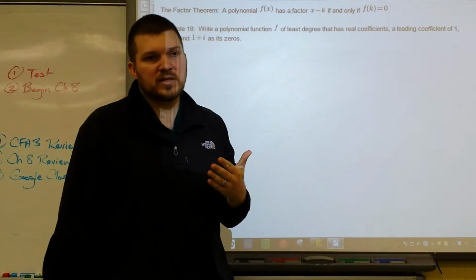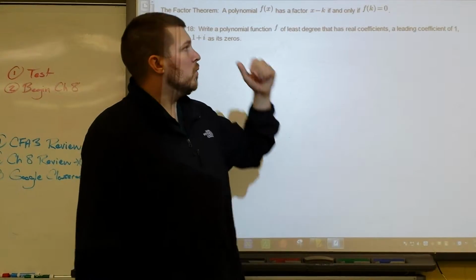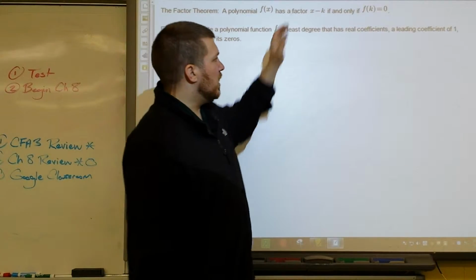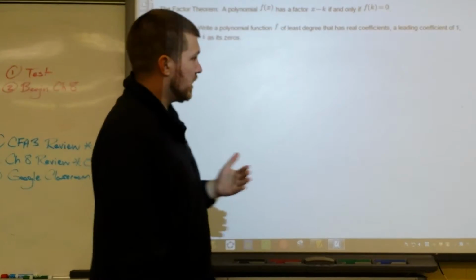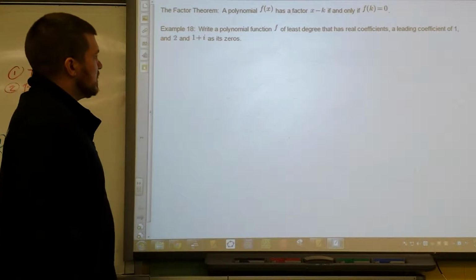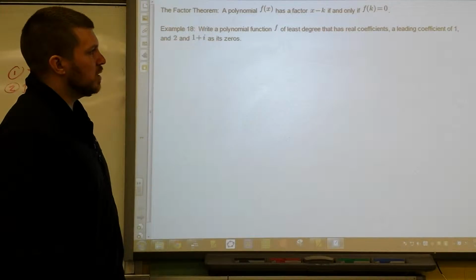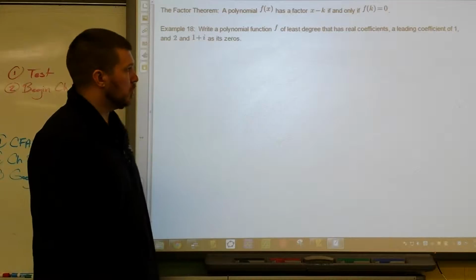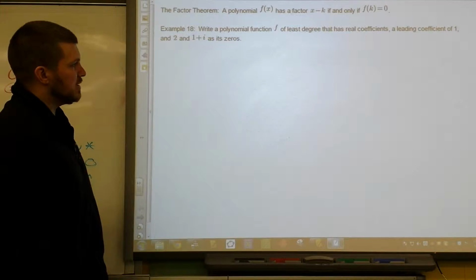So essentially what that means is when we find a 0, like we've done in these past 2 videos, we just get everything on the same side as the x, and that's going to be a factor of our original polynomial, guaranteed. So in example 18, we want to write a polynomial function f of least degree that has real coefficients, a leading coefficient of 1, and 2 and 1 plus i as zeros.